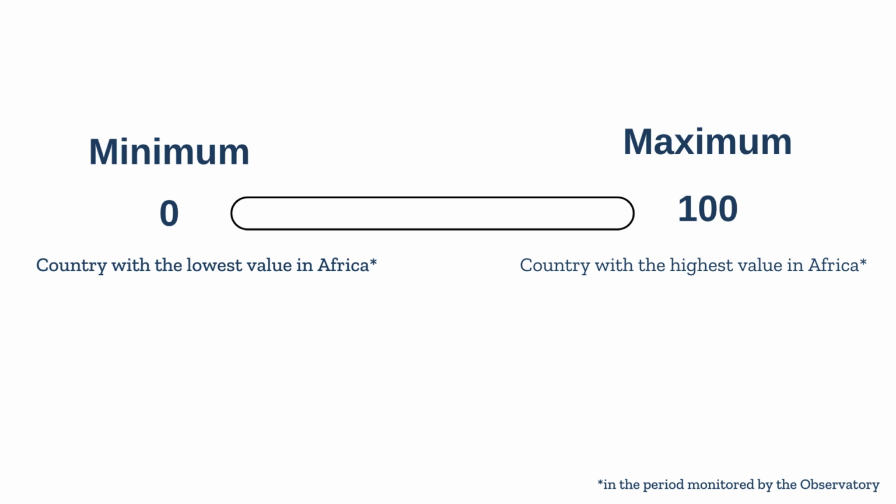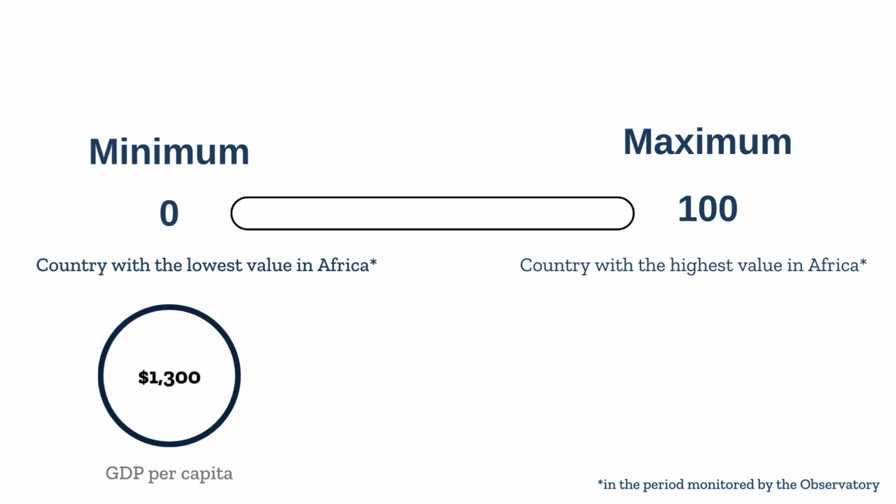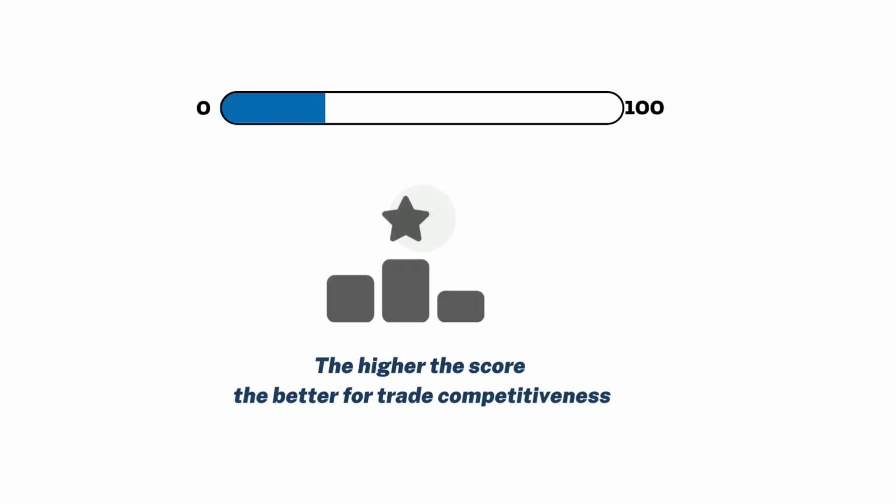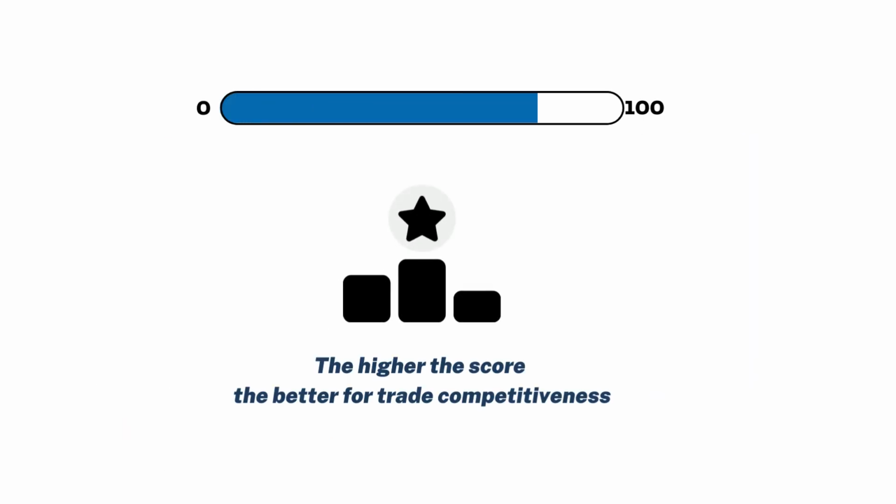a score of 100. Let's assume that the lowest value for GDP per capita is 1,300 USD and the highest value is 7,000 USD. The score for each West African country is then determined relative to its position between the minimum and the maximum. Our country of interest with a GDP per capita of 3,000 USD will get a score of 30. It is important to note that the higher the score, the better for the trade competitiveness.